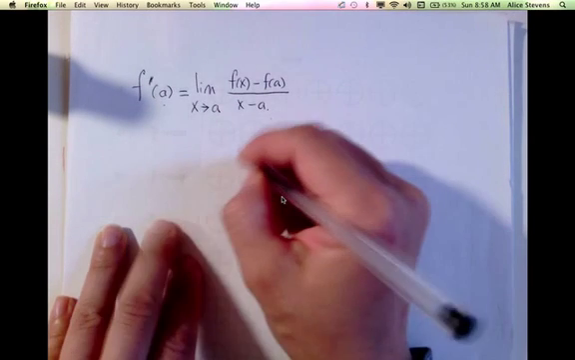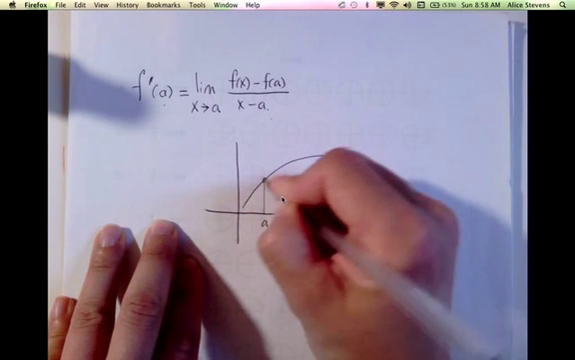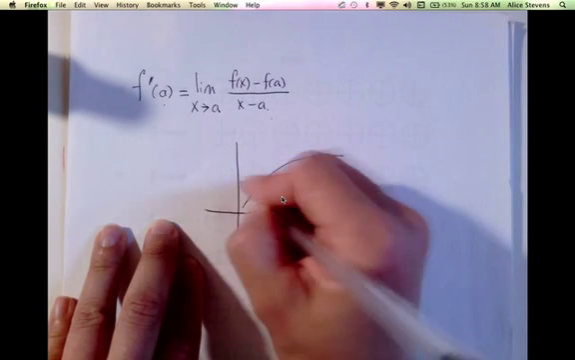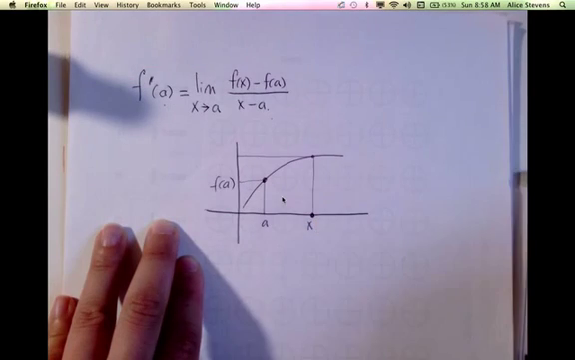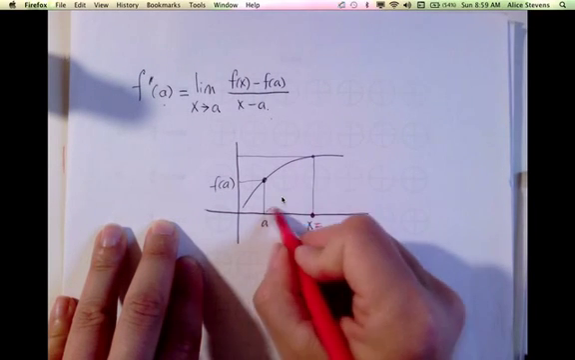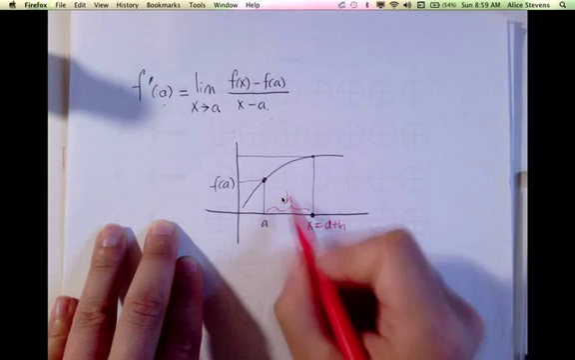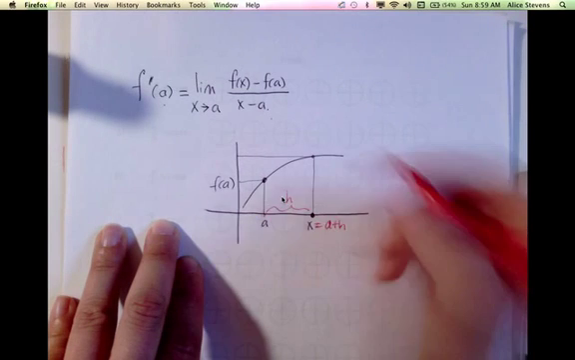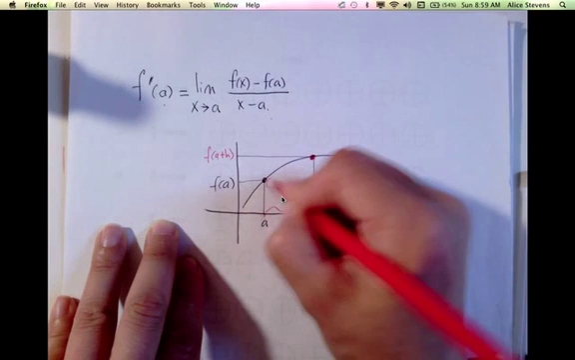So one thing I can do is, I'm going to draw a very similar picture. Here's a. Here's where x was. Now instead of using x and a, I'm going to think of x as a plus h, where h represents the distance between a and x, which could be on either side. Then this becomes f of a plus h. So this point is a, f of a.